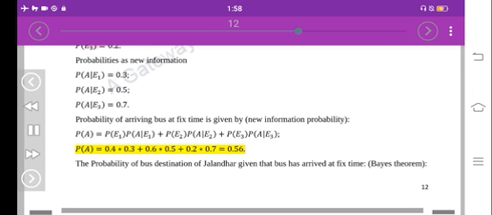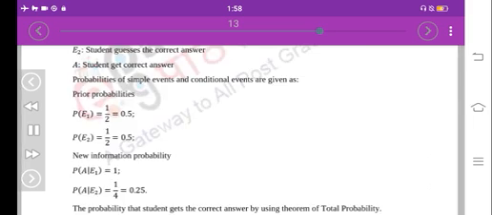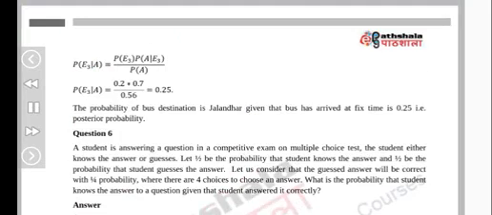0.56. The probability of bus destination of Jalandhar given that bus has arrived at fixed time, by Bayes' theorem: P(E3|A) equals P(E3)P(A|E3) divided by P(A). P(E3|A) equals 0.2 times 0.7 divided by 0.56 equals 0.25. The probability of bus destination is Jalandhar given that bus has arrived at fixed time is 0.25, i.e. posterior probability.